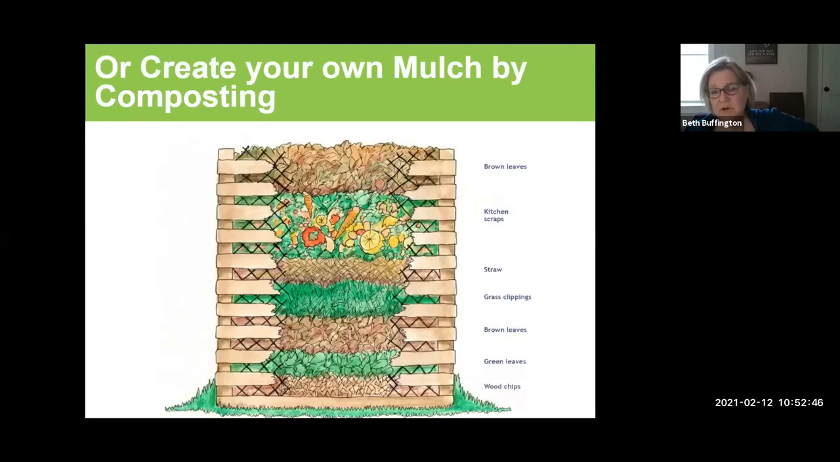And also, you can create your own mulch by composting. And we are actually going to be giving a class on composting, so I'm just going to touch on it here, in the first week in April. But the whole concept behind composting is that, again, you need food, you need moisture, and you need air. So that's the idea behind the brown leaves, the grass clippings.